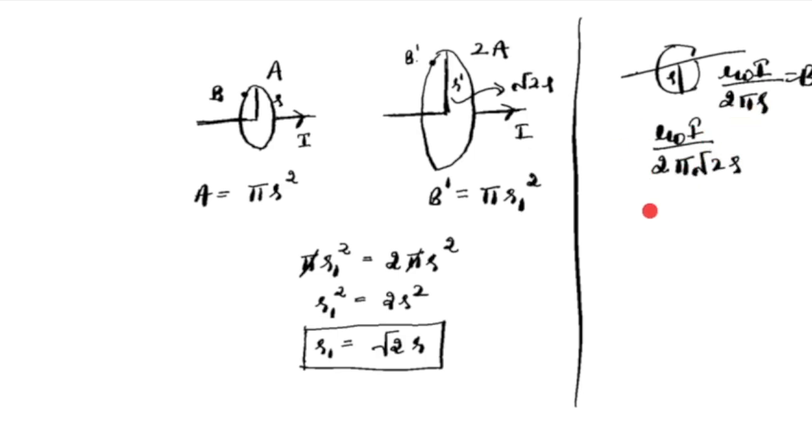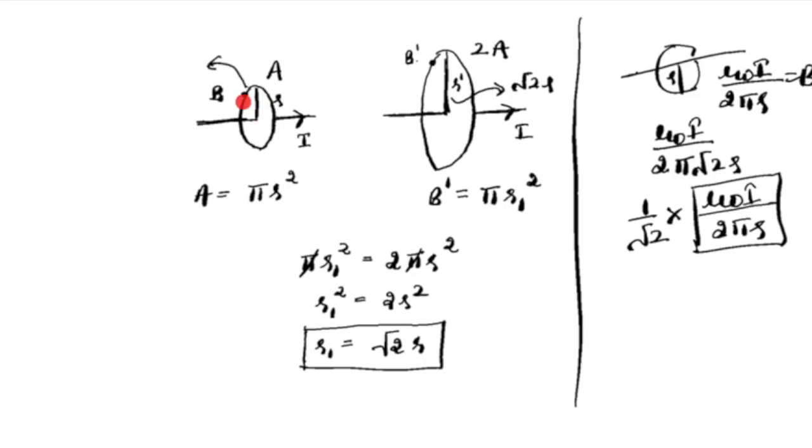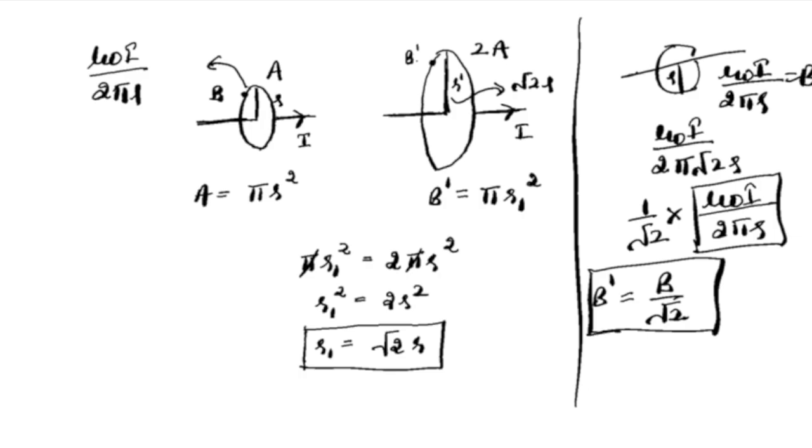So I'm simplifying it now. Under root 2 I will take outside, under root 2 multiplied by mu naught I divided by 2 pi r. And guess what this is? This will be the magnetic field here, right? For the simple r, it will be the magnetic field mu naught I divided by 2 pi r. So I can put this generic value B here instead of this. So it will be B under root 2. So that is our B dash. So that way we can solve this question.